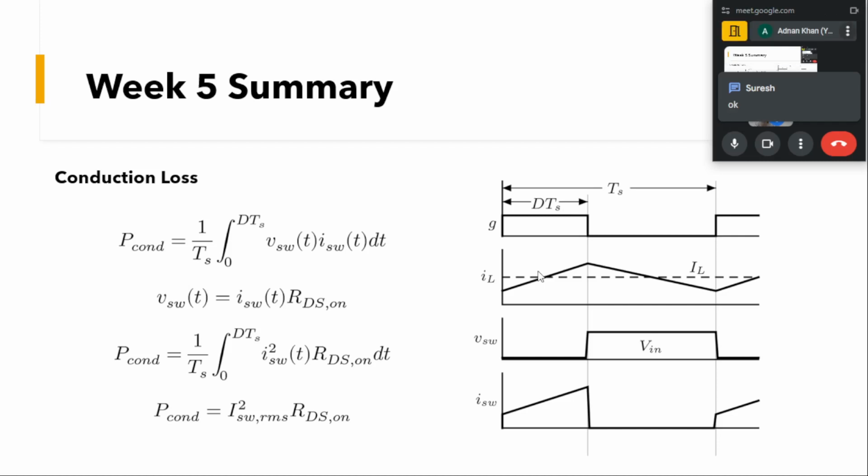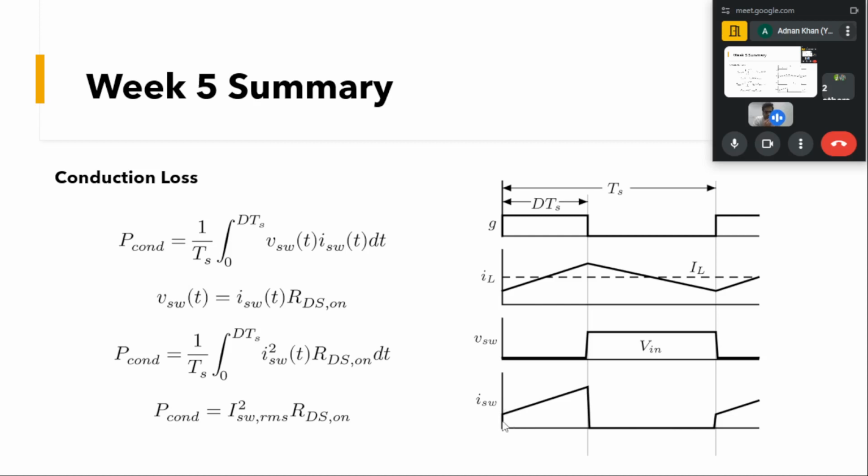So coming to the conduction loss, as I told you, in a switching interval a particular device will be on for a particular time. Let us say here it is for the DTs interval, and it will be off for the 1 minus D Ts interval. During the DTs interval the switch voltage ideally should be 0, but there will be some voltage across it, and some current will be flowing through the device. It will be equal to IL, the inductor current, as we know in the buck converter. That is the switch current flowing in this interval, and as the MOSFET turns off, the switch current will go to 0.